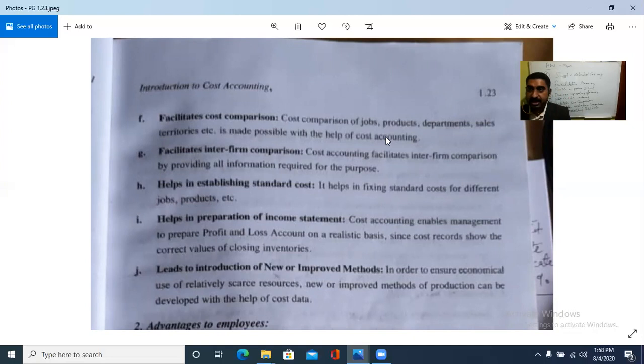If unfavorable is the case, means adverse is the effect, then we need to do such remedial measures. Helps in establishing the standard cost.